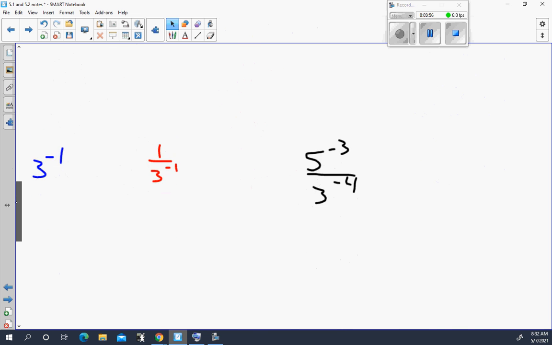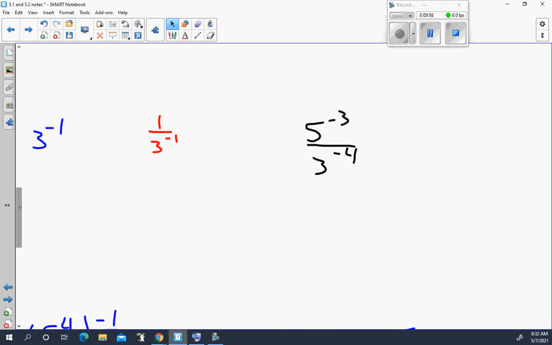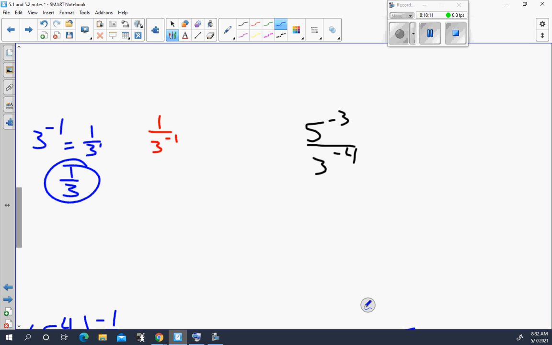Okay, here we go. We have negative exponents. So 3 to the negative first can really be written as 1 over 3 to the first, or 1 over 3. Same thing goes when it's in the denominator. 1 over 3 to the negative first. Bring that 3 on top. 3 to the 1, or 3.